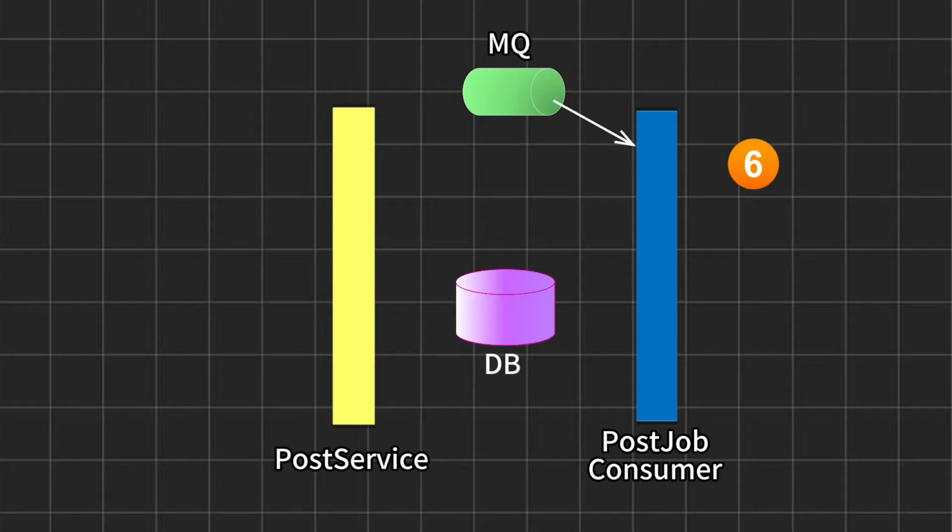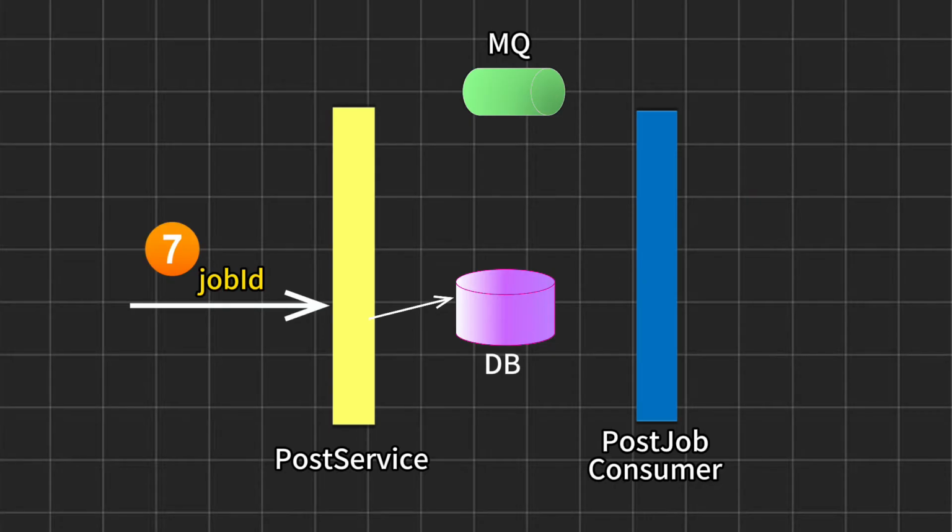5. If the job is queued or in process, the front end receives an in-queue or in-process status. 6. Concurrently, the post job consumer picks up the job from the MQ, begins publishing to the social site, and updates the final status, success or failure, in the database. 7. After one or several polling rounds, the front end eventually receives the result status of the posting operation.